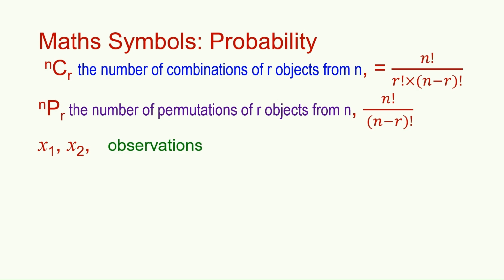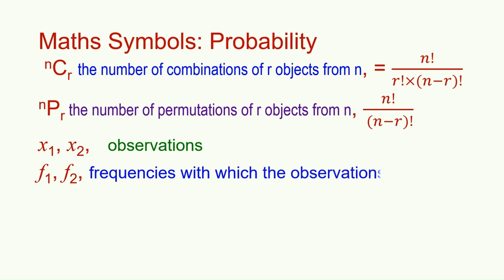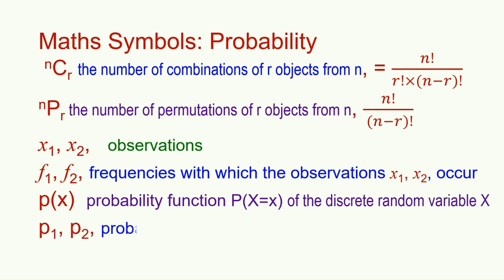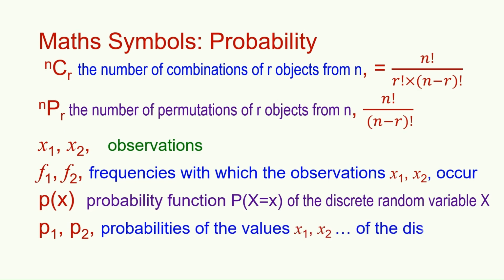x1, x2: observations. f1, f2: frequencies with which the observations x1, x2 occur. p(x): probability function P(X equals x) of the discrete random variable X. p1, p2: probabilities of the values x1, x2 of the discrete random variable X.